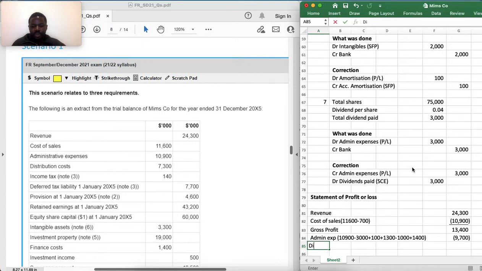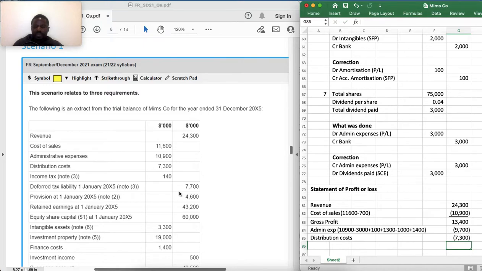Done. Then we go to distribution costs. There's no adjustment on distribution costs. Our distribution costs comes as 7,300 here as a negative. Then we will have our other income or investment income.